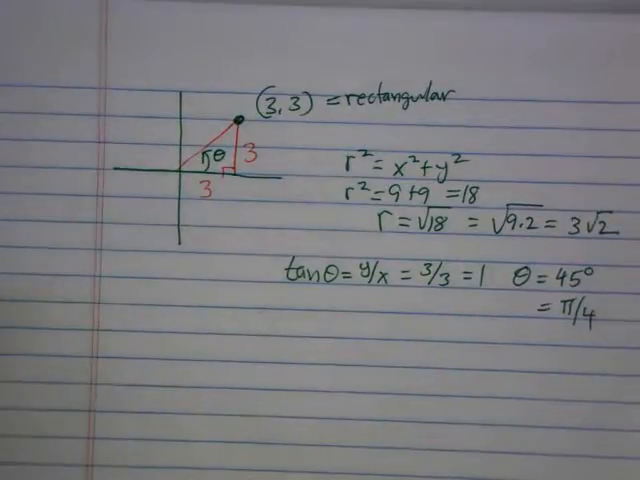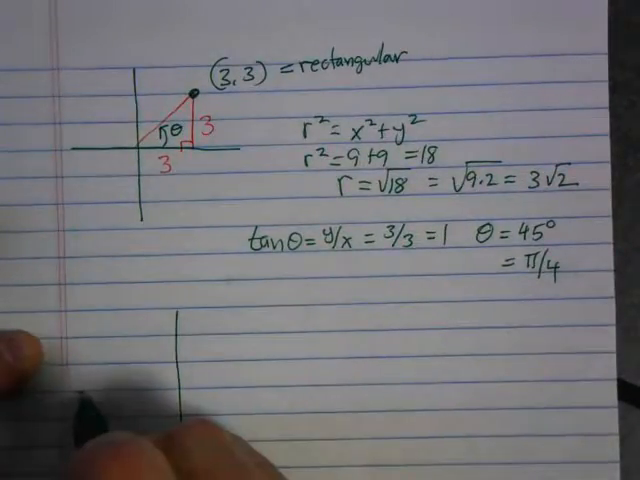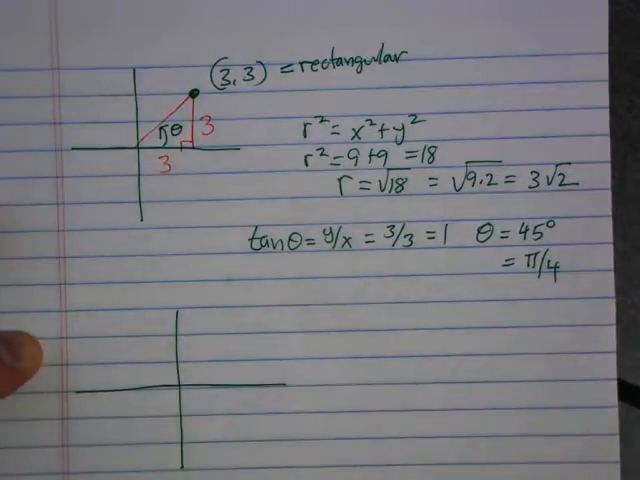All right, give me another nice rectangular point. Anybody have another nice point that they like a lot? 0, 0. All right. Let's convert the point 0, 0 into polar form. What's the point 0, 0 in polar form? 0, 0 still. All right, so that was an easy one. I like that one.